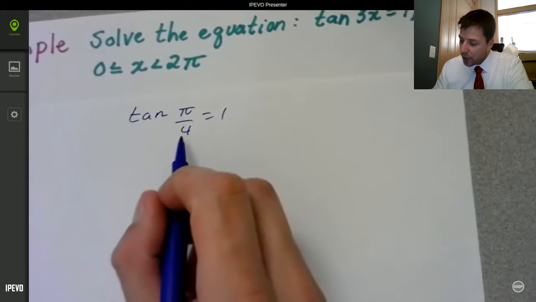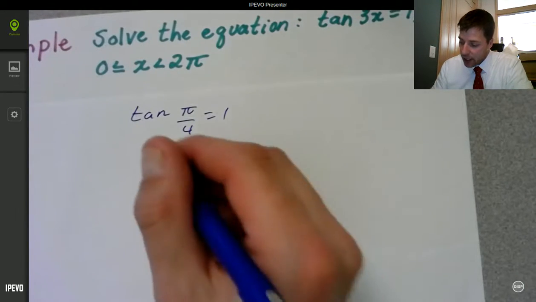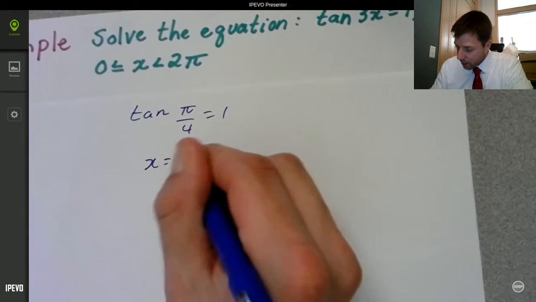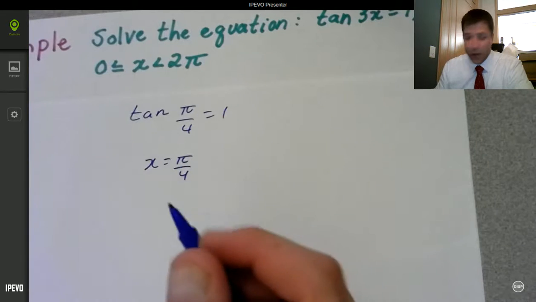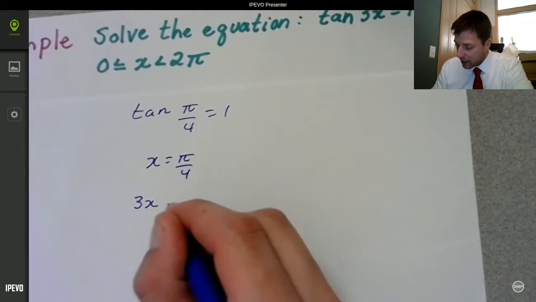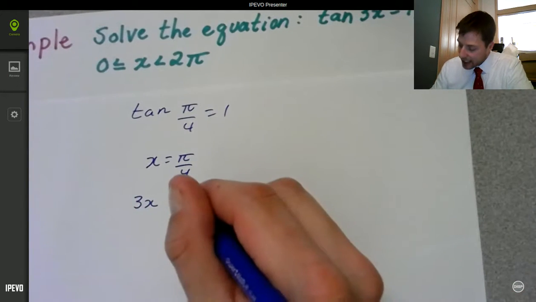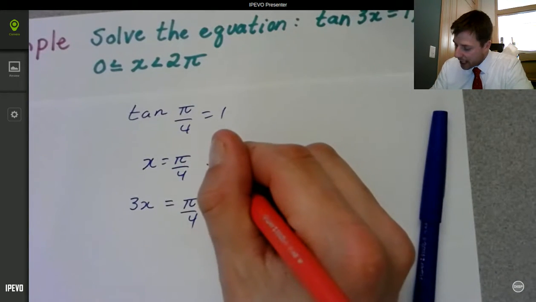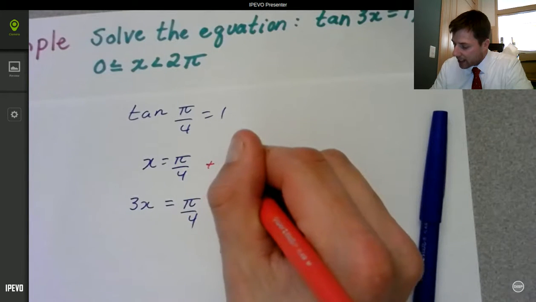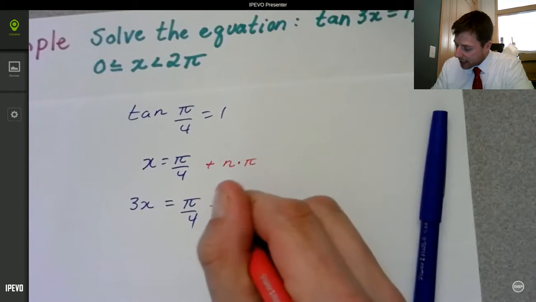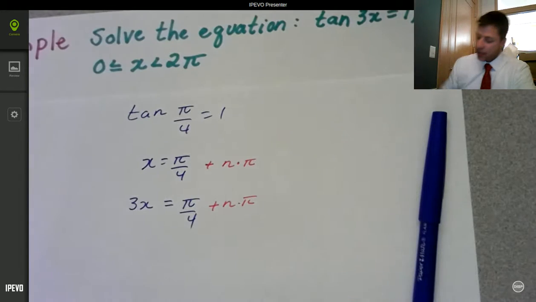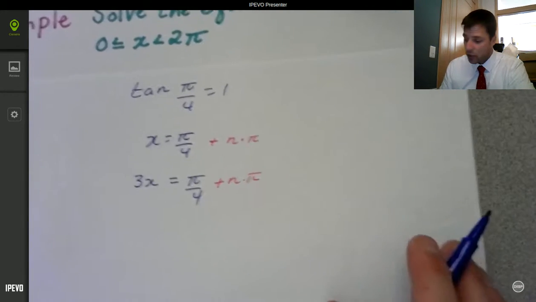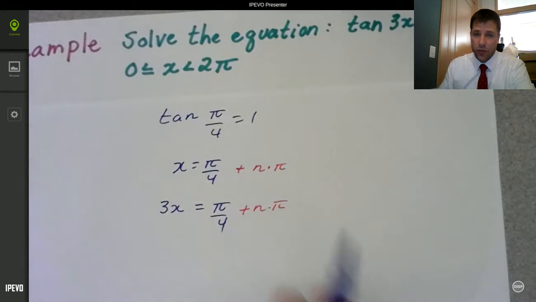We'll get to that answer, but we also know that tangent repeats every pi. So we know that if x equals pi over 4, that equals 1. But we don't have x, we have 3x, and we want that to equal pi over 4. But we also want this idea of a general solution, plus n times pi, because we have to account for the number of periods. How many times are we going to go around? How many periods do we want to get to? General solution, even though we're only working with 0 to 2 pi here.